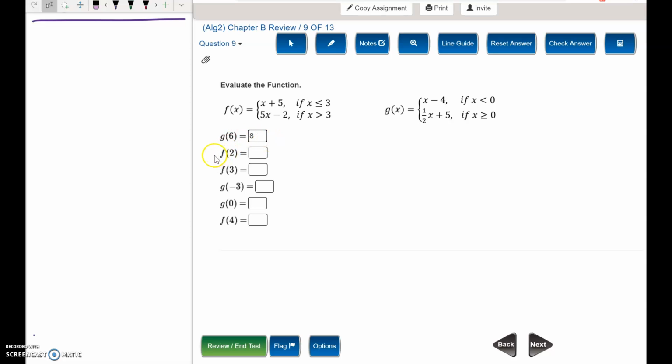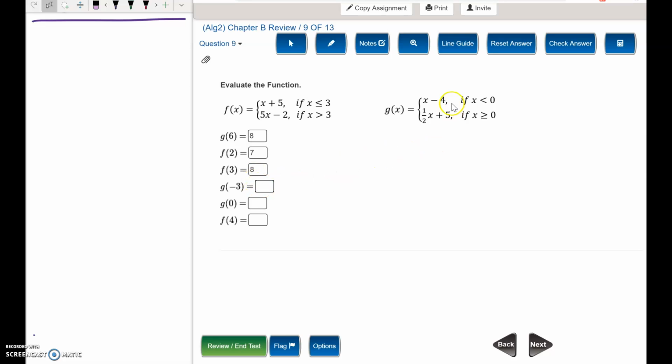F of 2, f is this function on the left. 2 is smaller than 3, so we're going to plug it into the top. 2 plus 5 is 7. F of 3, which one of these should I use, top or bottom? Top, because 3 equals 3, so 3 plus 5 is 8.